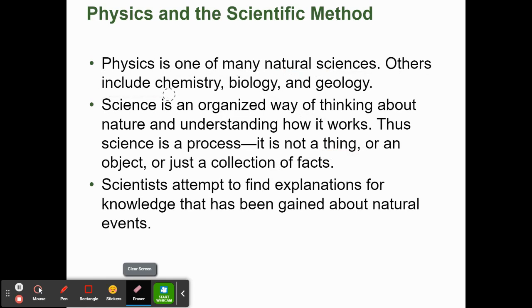All right, so physics is one of the many natural sciences. Pretty much any science you've studied, chemistry, biology, geology, all those are considered natural sciences. And science in general is just an organized way of thinking about the world that we live in. It's a process. It's not just collecting a bunch of facts and that's it. So that means we have the scientific method. Scientists' goal is to try to find explanations for observations that they see, for knowledge that they gained about certain events.